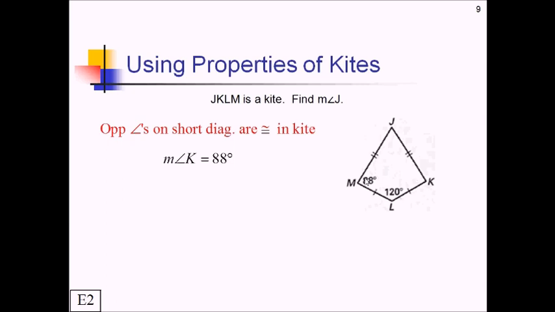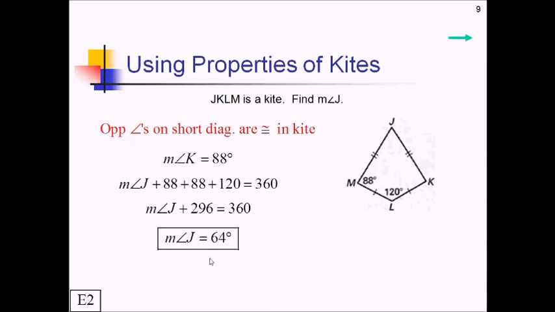And then, in a quadrilateral, if you have three angles, you just have to add those together and subtract it from 360 to find the other one. So adding this up with our other two angles, this is going to be 176 plus 120. That's going to be 296. Subtracting that from 360, we get measure of angle J is 64 degrees.